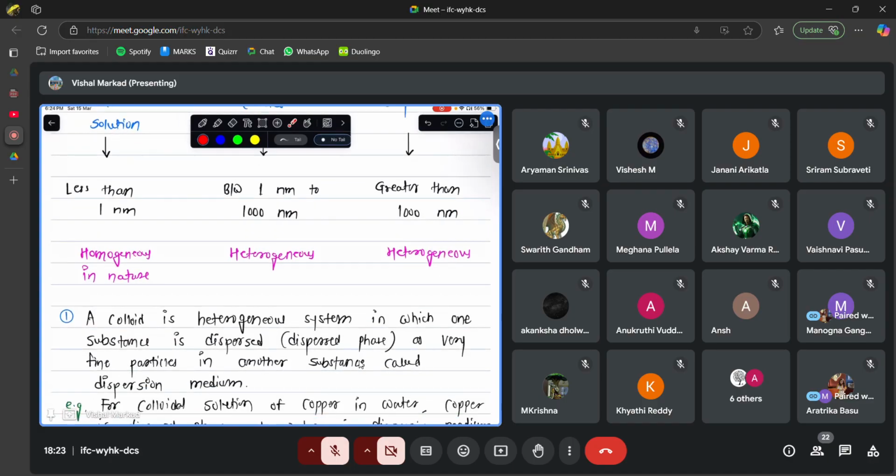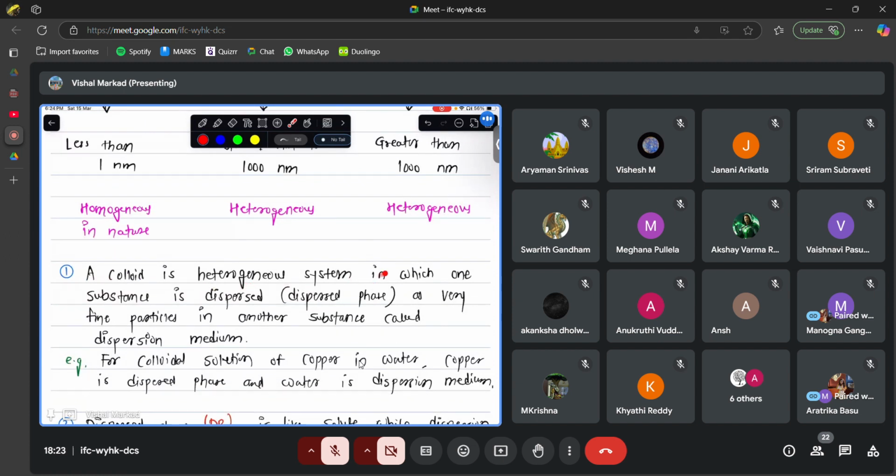Now, what is the definition of colloid? A colloid is a heterogeneous system in which one substance is dispersed, which is called the dispersed phase, as very fine particles in another substance called the dispersion medium. If you compare with the solution, in solution the solute particle enters into the solvent. Here, the dispersed phase is entering into the dispersion medium. That is called a colloid, and it is heterogeneous in nature.